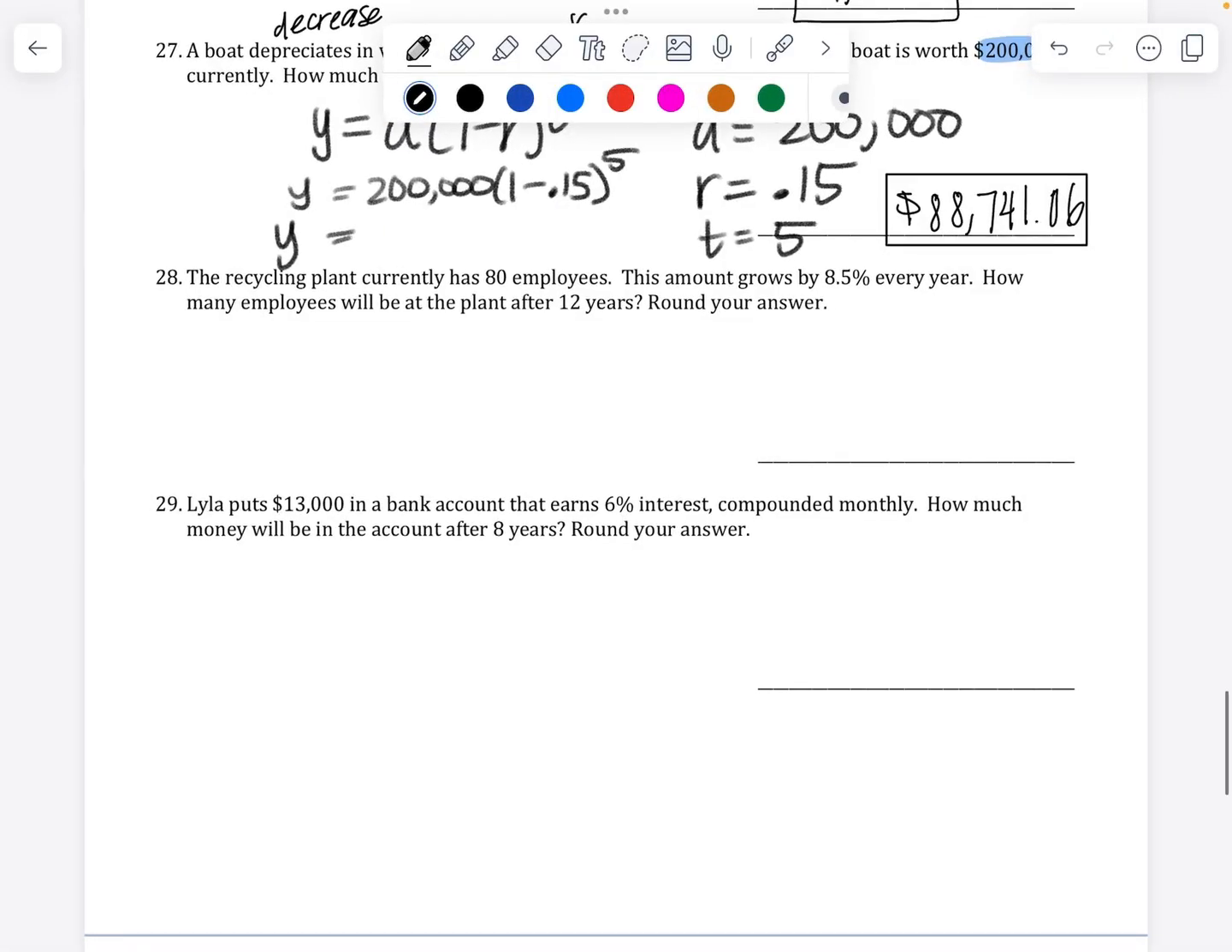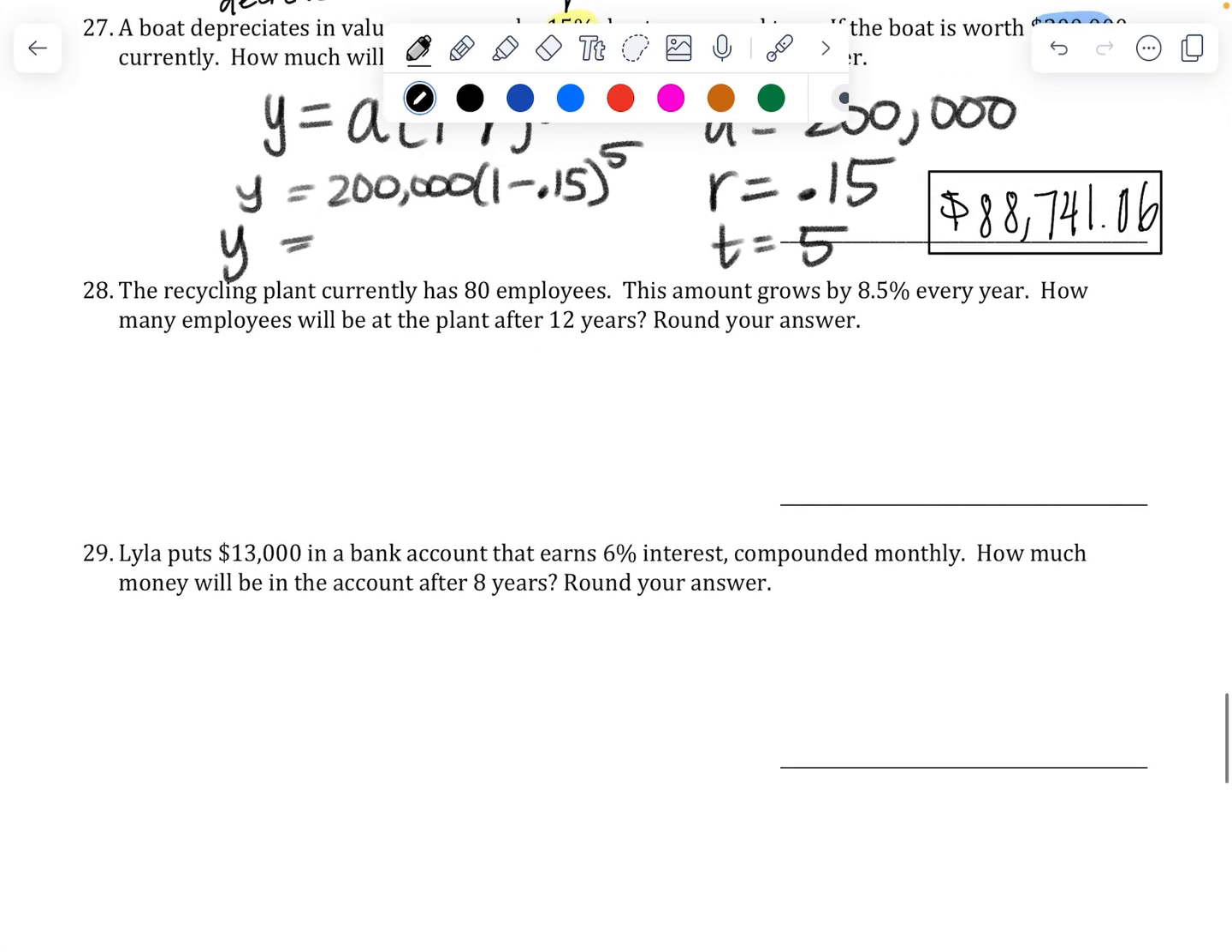All right. So number 28 says the recycling plant currently has 80 employees. This amount grows by 8.5% every year. How many employees will be at the plant after 12 years? Round your answer. So let's go ahead and highlight important information. 80 employees, right? That is our current amount. And this amount grows by 8.5, so that is our rate.